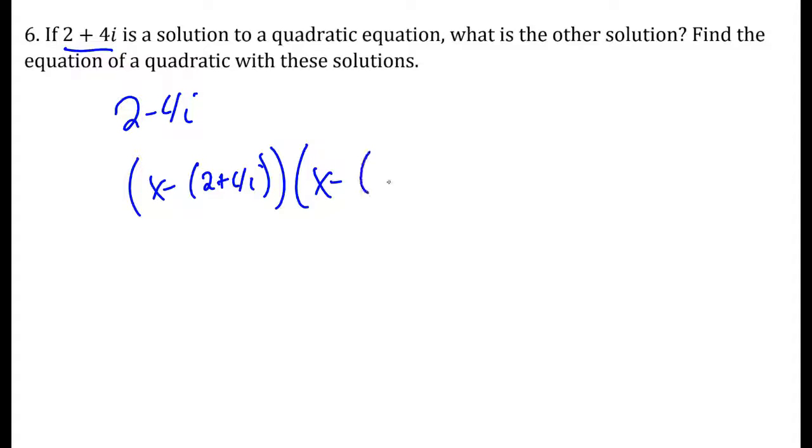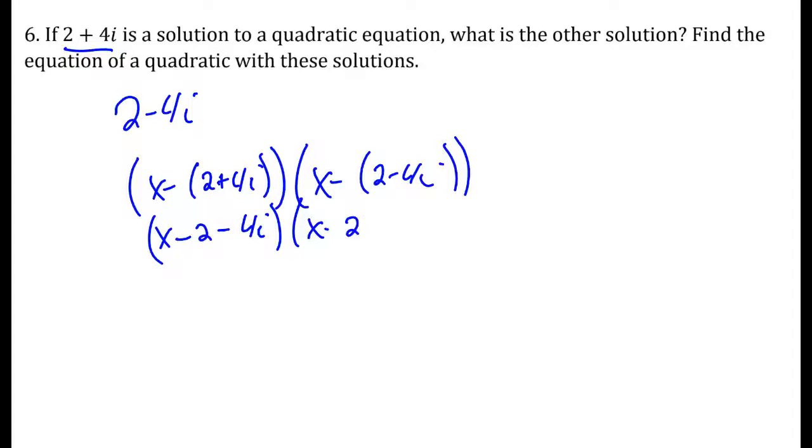6. If 2 plus 4i is a solution to a quadratic equation, what's the other solution? Well, solutions come in conjugate pairs for complex numbers. So if I have 2 plus 4i, 2 minus 4i is also a solution. Find the equation of a quadratic with these solutions. Well, if these are my zeros, my factors are x minus 2 plus 4i and x minus 2 minus 4i. I could distribute that negative 1 in: x minus 2 minus 4i times x minus 2 plus 4i.